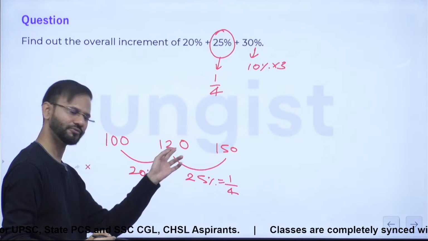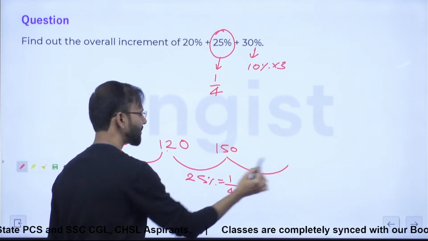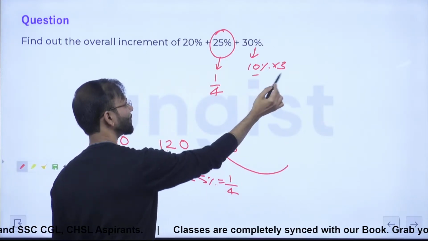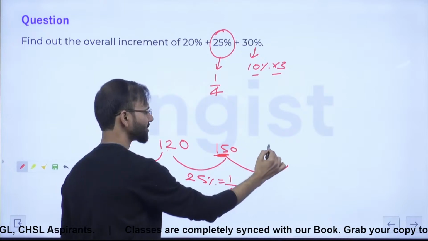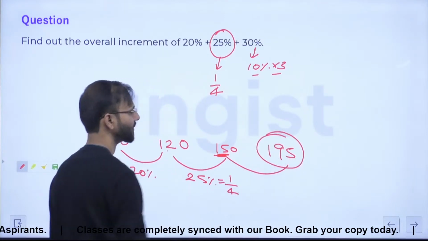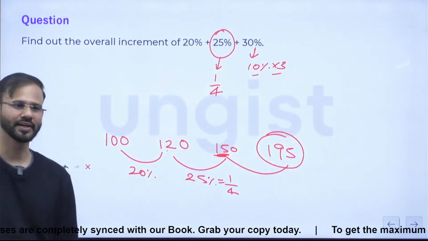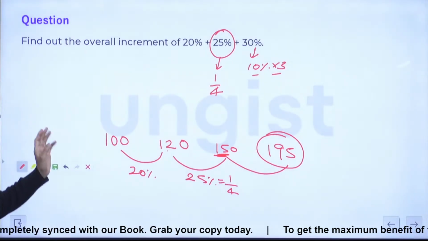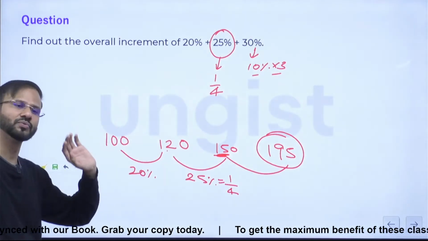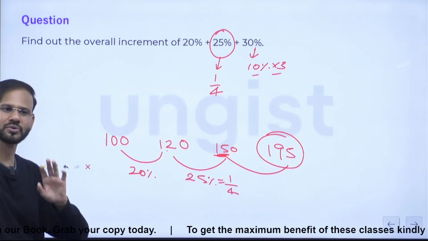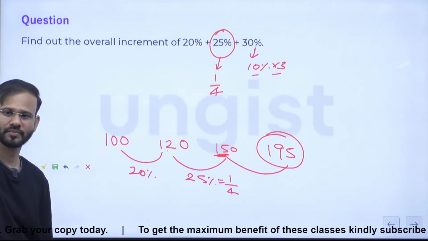This will become 150. Now 10% of this is 15. 3 times 45. 45 will be added to this. This will become 195. Right? So guys, the overall increment is 95%. Right? So you should be comfortable with each approach. When what will be used? You don't know the data actually. Right?